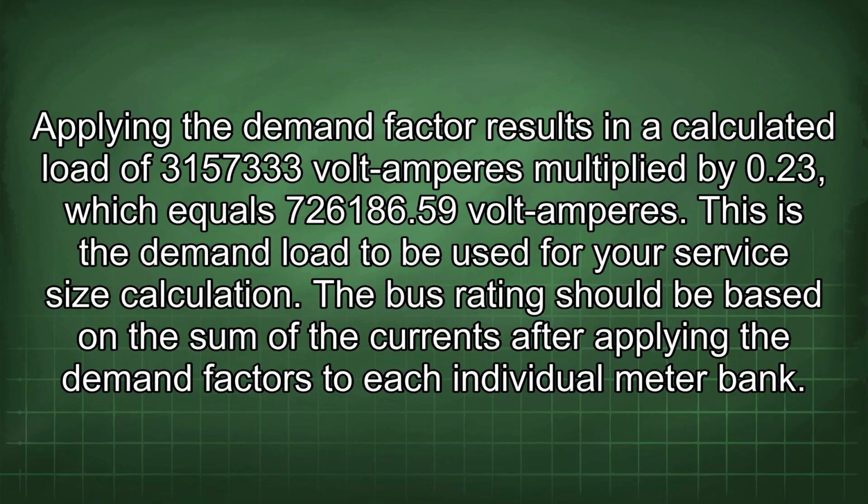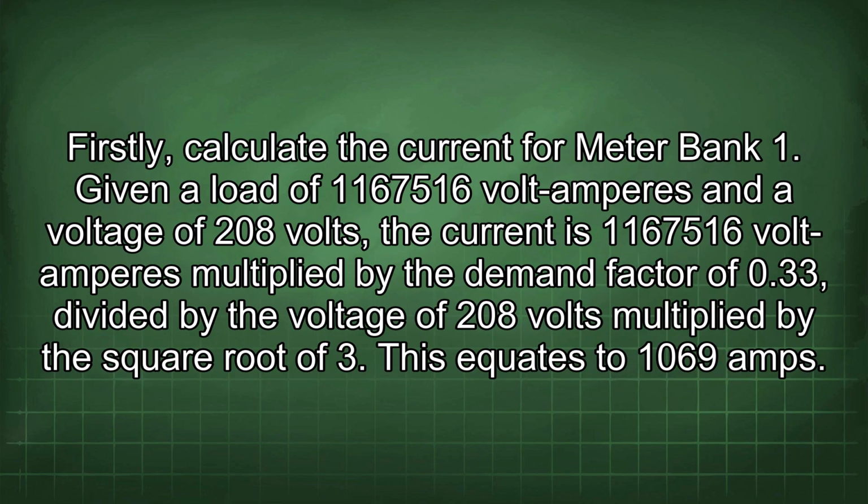The bus rating should be based on the sum of the currents after applying the demand factors to each individual meter bank. Firstly, calculate the current for meter bank 1. Given a load of 1,167,516 volt amperes and a voltage of 208 volts, the current is 1,167,516 volt amperes multiplied by the demand factor of 0.33 divided by the voltage of 208 volts multiplied by the square root of 3. This equates to 1069 amps.